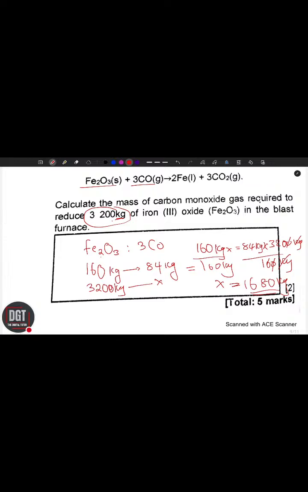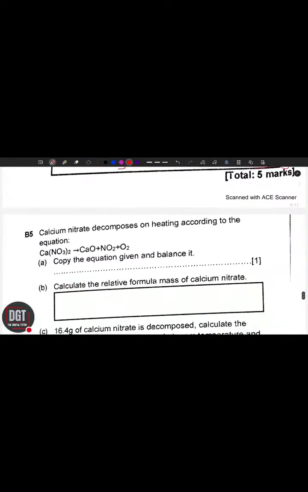What have you found? People are quiet. What have you found? So that is the mass of carbon monoxide that will be required. And one of you requested, okay, so Namakwa, you found, okay. I guess people are following. Okay.